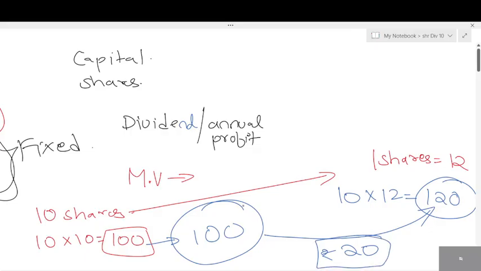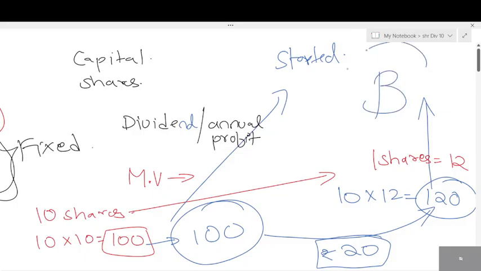Okay, so the 100 which I paid before the company started, once the company starts, after profit it is 120, I can sell it to others. If someone wants to buy whatever shares I have, if I want to leave this company, I can sell it for 120. I can sell my entire shares and leave the company. If the other person wants to buy, he can pay 120 and buy these 10 shares.